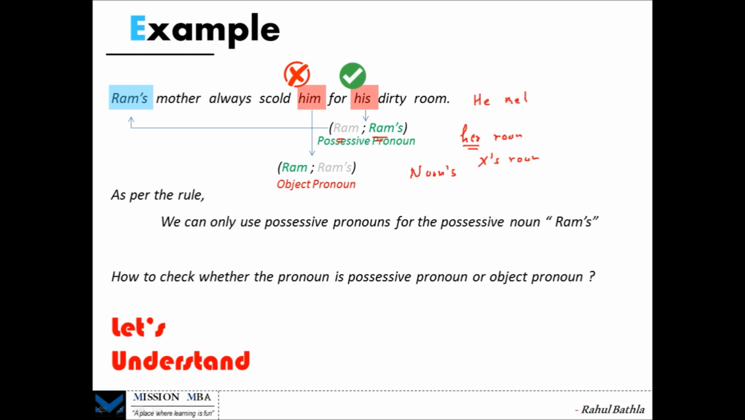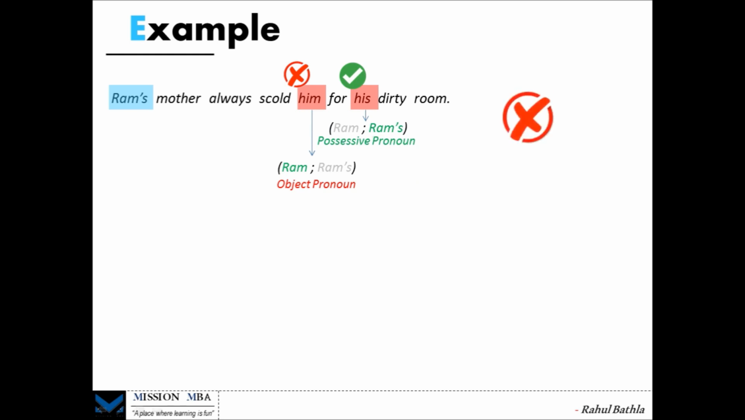He met Ram. Now this he is used for x, not x apostrophe s. So this is object pronoun. So this sentence is definitely wrong and the correct sentence would be, Ram's mother always scolded Ram for his dirty room, because this was fine but this him was wrong over here. Now if you have got this concept, move ahead and understand this concept with the help of some GMAT questions.